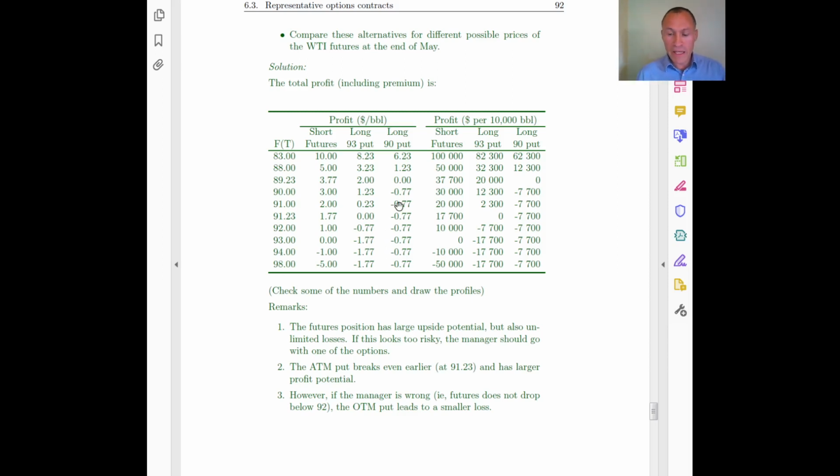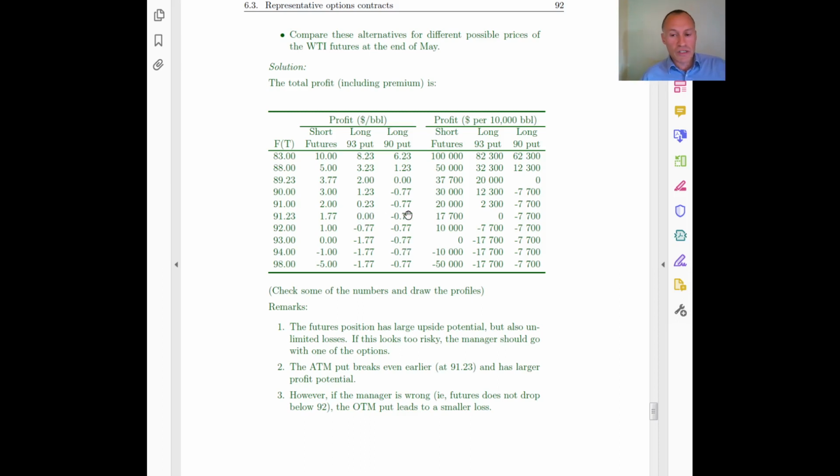If you pick the other option, the put option with the strike price of 90, this would be the payoff you would get. You would need a price even lower to break even. You would only start making money if you were really right and the price went a lot down. But on the other hand, you do not lose as much if you are wrong. You only lose 0.77 at the most instead of 1.77. So these are the trade-offs here.